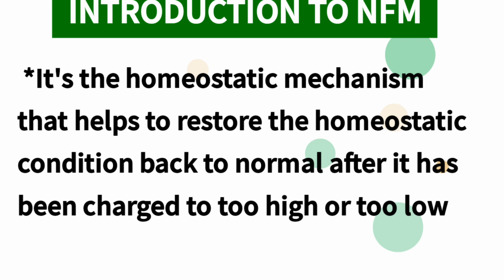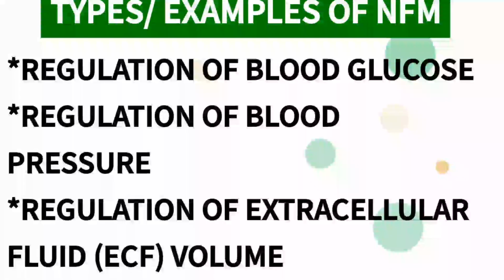It's different from the positive feedback mechanism, where the effector is in the same direction as the stimulus, but in negative feedback mechanism, the effector is in the opposite direction to the stimulus. And so, the examples or types of negative feedback mechanism we are discussing are the regulation of blood glucose, the regulation of blood pressure, and the regulation of extracellular fluid, which is the ECF volume.